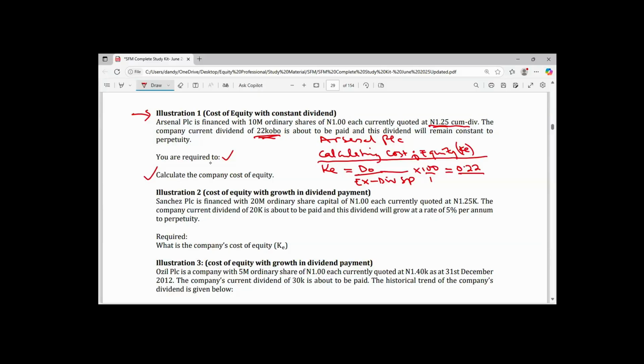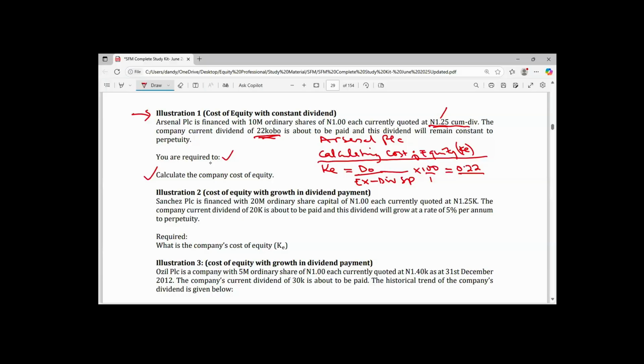That's tautology. Once you see cum div, that means dividend has not been paid. If the examiner does not indicate cum div, and you are told that it's about to be paid, that means dividend is still outstanding, which means the share price is also cum div. But when you are using cum div, you're also saying that the dividend is yet to be paid or is about to be paid. That's tautology. It's repetition. But let's move on.